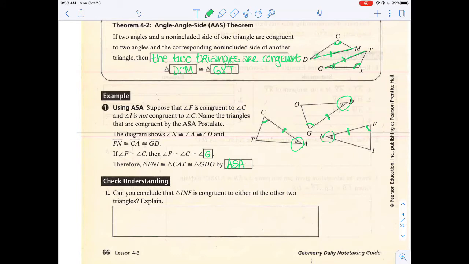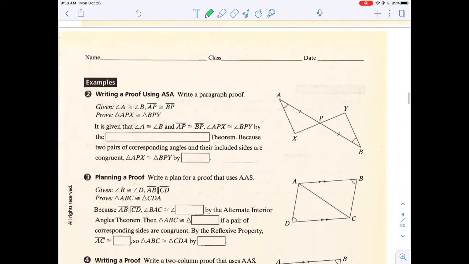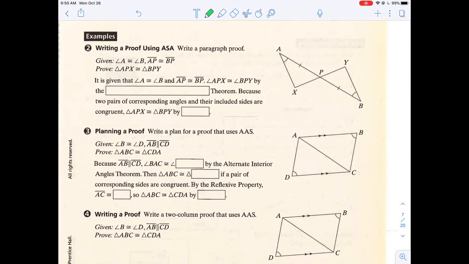Okay, then we've got a check for understanding question here for you. Can you conclude that triangle INF is congruent to either of the two triangles? And explain. Okay. So let's look at a couple more examples together.